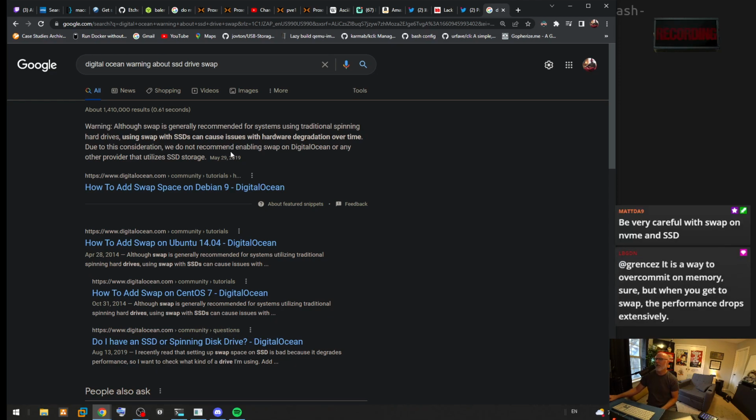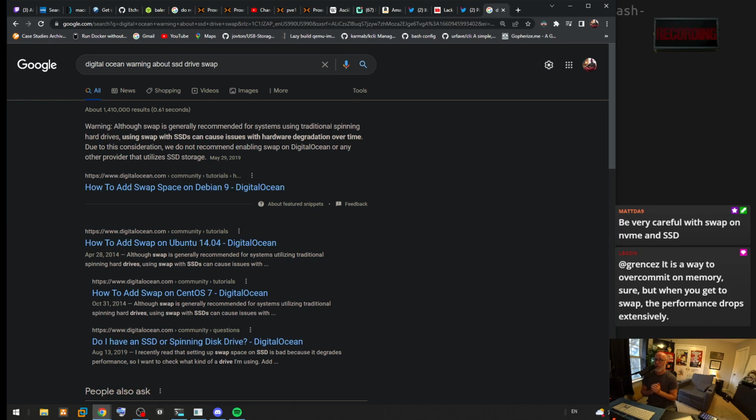And be very careful with swap on NVMe and SSD. Swap is a great way to overcommit on memory. Sure. The performance drops. I mean, the only reason that I still like occasionally to have swap is it keeps your system from crashing. So you should never depend on swap for anything except that one time that it saves your system from crashing, so you can get on it and kick it down nicely. And I've had that before.